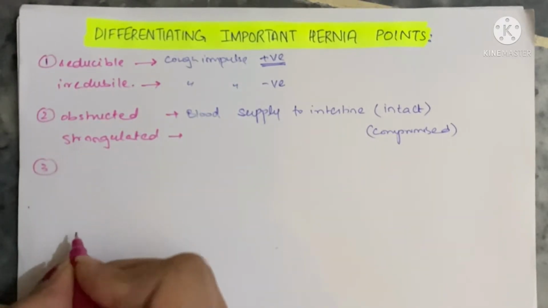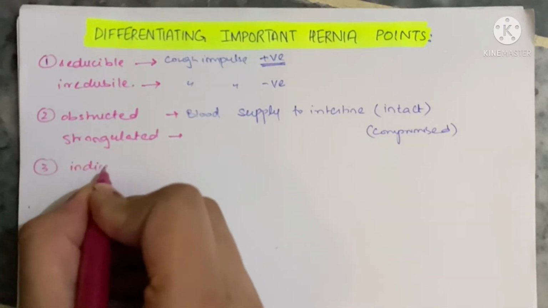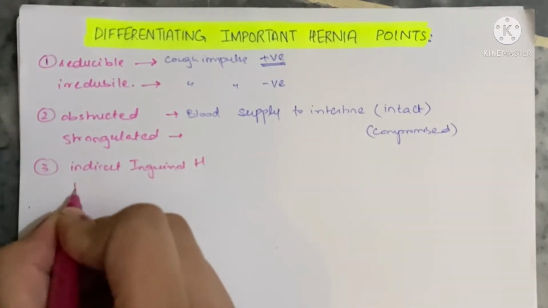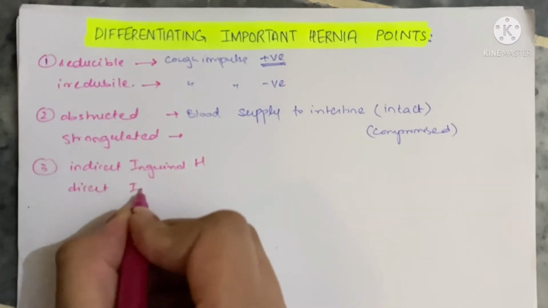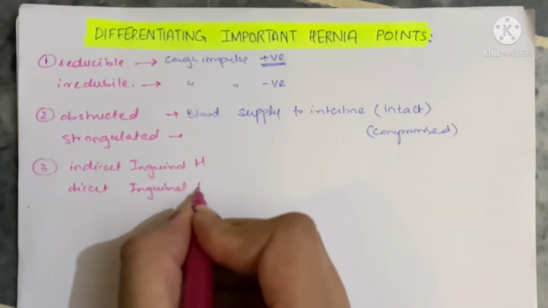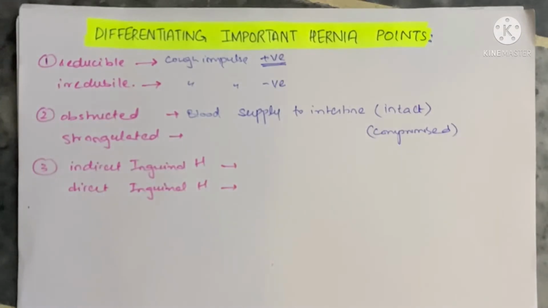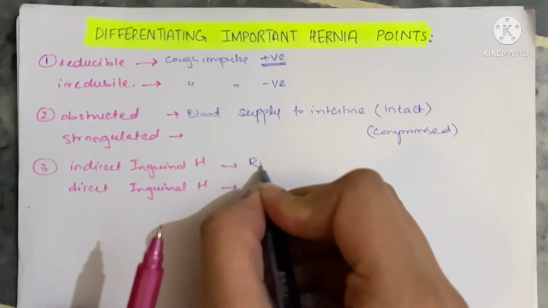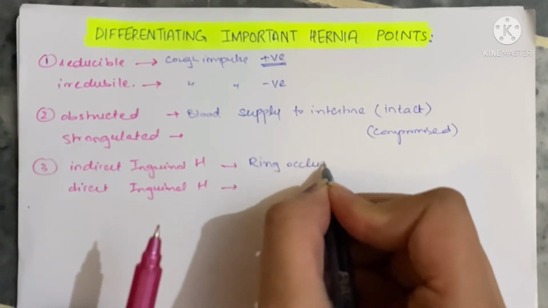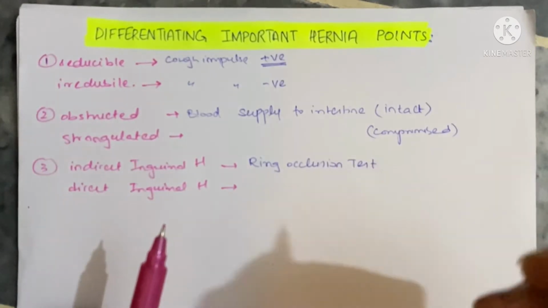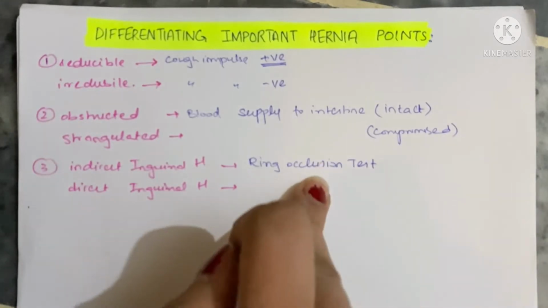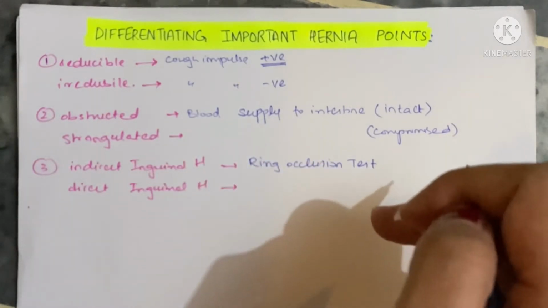Then moving on to the third type, indirect inguinal hernia and direct inguinal hernia. I'll explain the concepts later on, but both of these can be differentiated by the ring occlusion test, direct and indirect inguinal hernia.